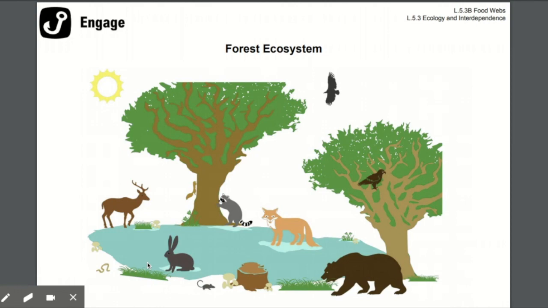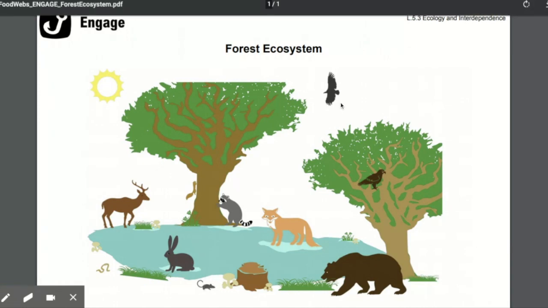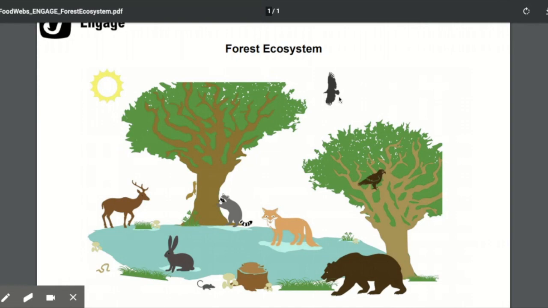What eats the grass? Let's say this little mouse right here. The mouse eats the grass. What eats this little mouse? Let's say this hawk up here swoops down and gets him. So the mouse is a primary consumer because he eats the grass, he eats the producer. The hawk is a secondary consumer because he eats the mouse or another animal.